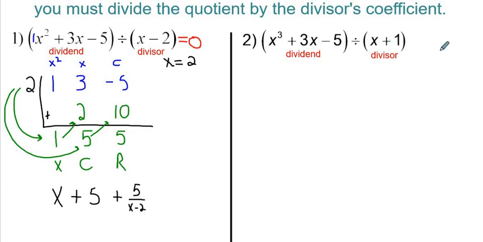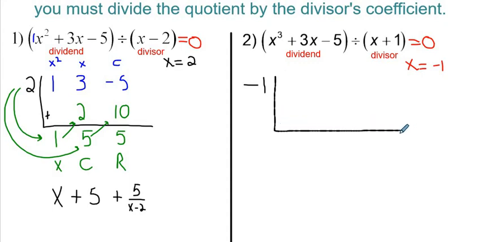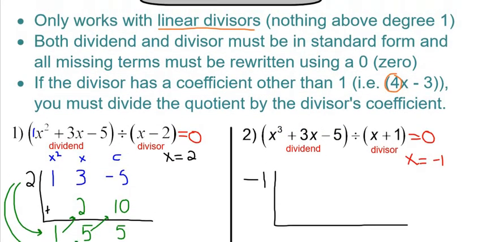So the next example, again, here's the process. We set the divisor equal to 0, which would give us x is equal to -1. We then put that -1 on the outside of the division symbol, which is now inverted. We take the coefficients of this, but we have to be careful about this rule. It has to be in standard form, and if you're missing a term, you have to put a 0 there.